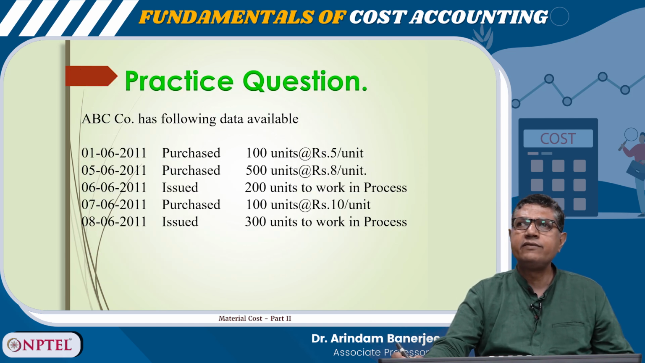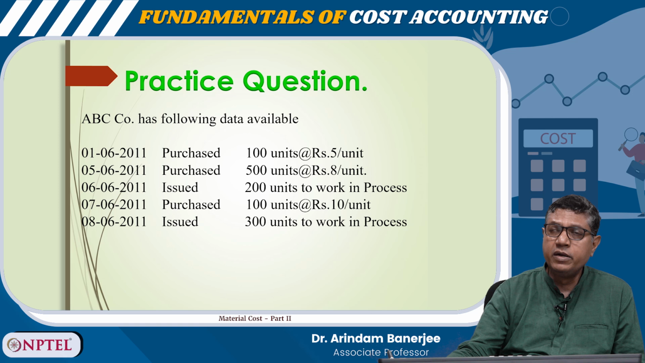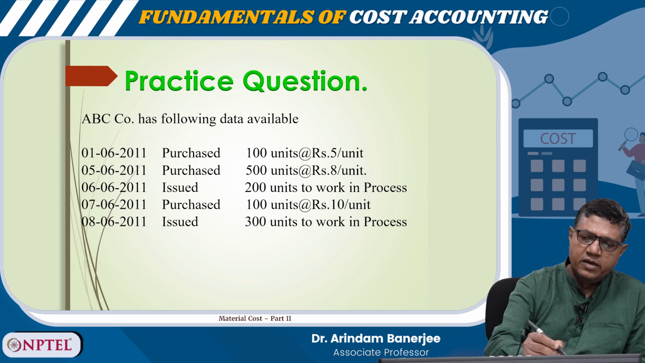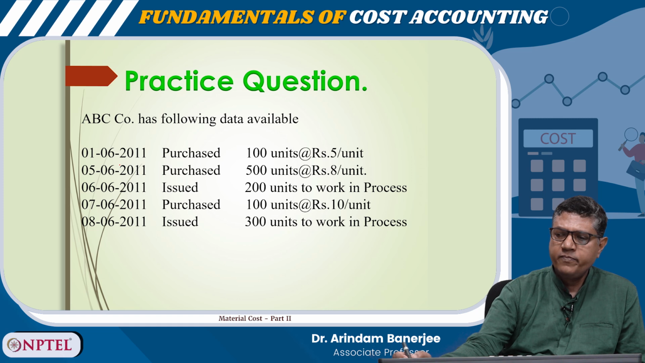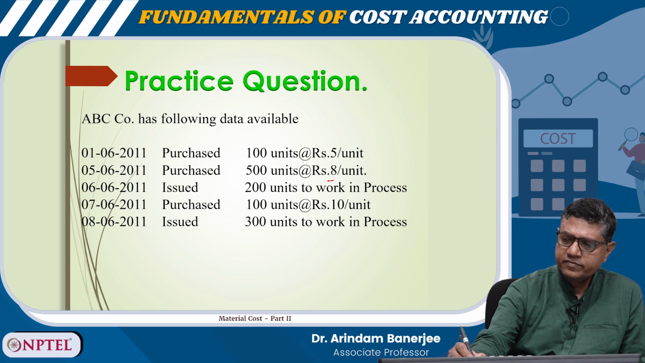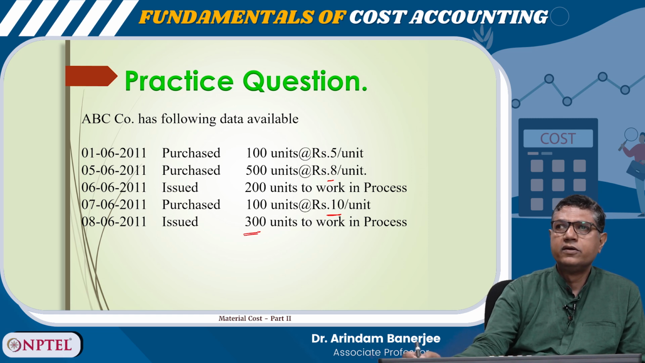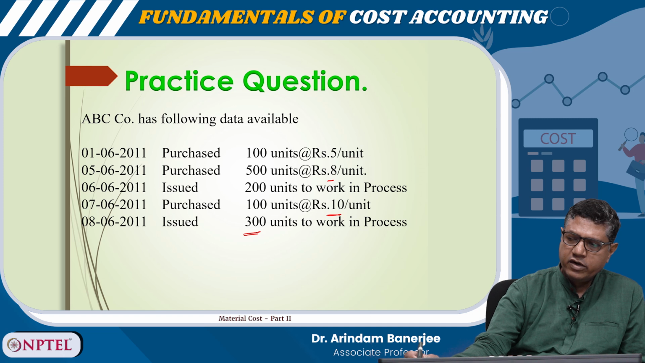Okay. Now, let us see one practice question. You see in this question, a similar problem. First purchase happened on 1st June, 100 units at rupees 5 per unit, and then the next purchase happened of 500 units, and the rate changed here. Then issues happened on 6th June, and again a new purchase at rupees 10, 300 units, work in progress. So, here you see what will happen, because it is last in first out.